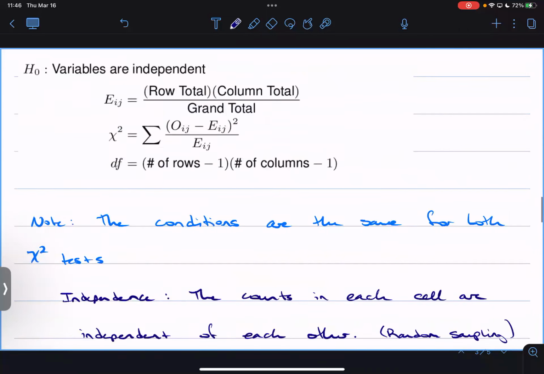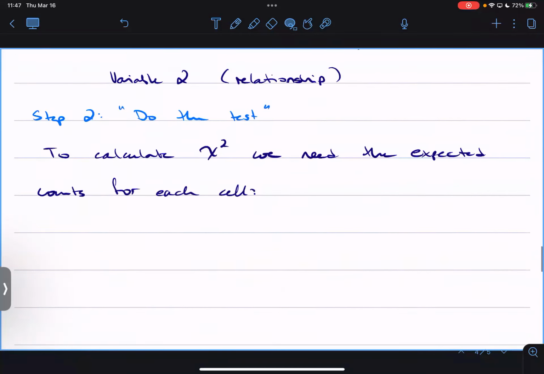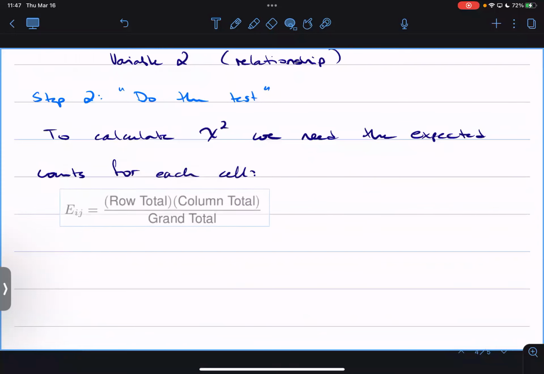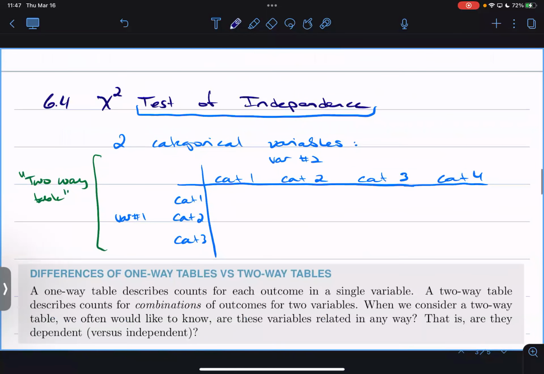And I tell you that the expected count for each cell, ij, where i is the row and j is the column, but that's not super important for us. So for each cell, you take the row total times the column total and then divide by the grand total.